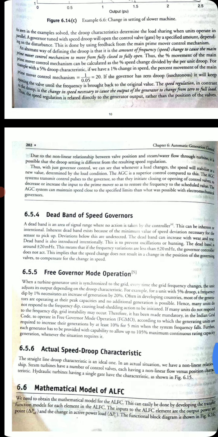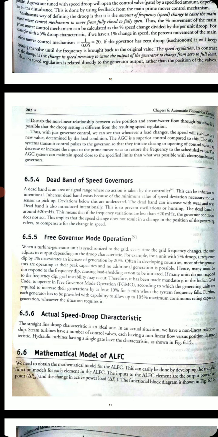Next, coming to free governor mode operation. When a turbine generator unit is synchronized to the grid, every time the grid frequency changes, the unit adjusts its output depending upon the droop characteristics. For example, a unit with a 5% droop and a frequency dip of 1% necessitates an increase in generation by 20%. Often in developing countries, most of the generators are operating at their peak capacities and no additional generation is possible. Hence, many units do not respond to the frequency dip, causing load shedding action to be initiated. If many units do not respond to the frequency dip, grid instability may occur.